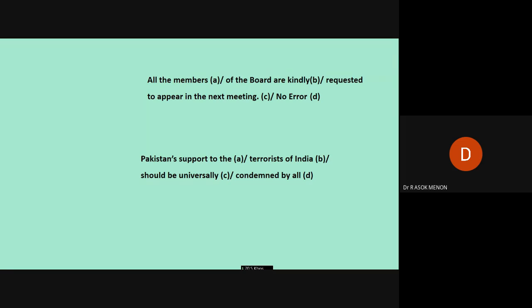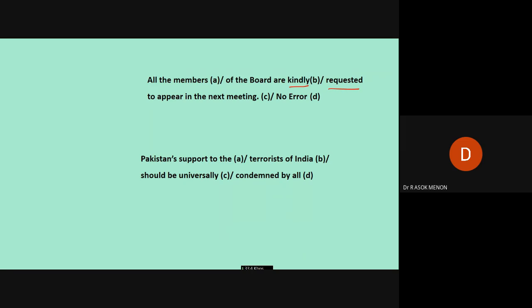Answer is B, because this "kindly" is unnecessary. Why? We have said it is requested. No need of kindly, because already it is a request. Kindly is used always in direct speech, not in indirect speech. So the sentence should be corrected as: all the members of the board are requested to appear in the next meeting. Here, kindly is redundant, superfluous, unnecessary.